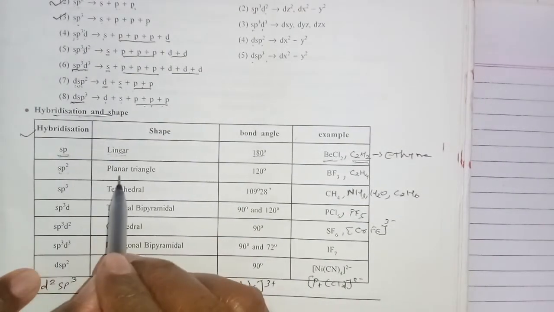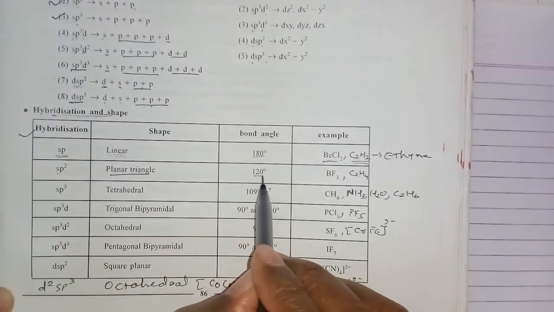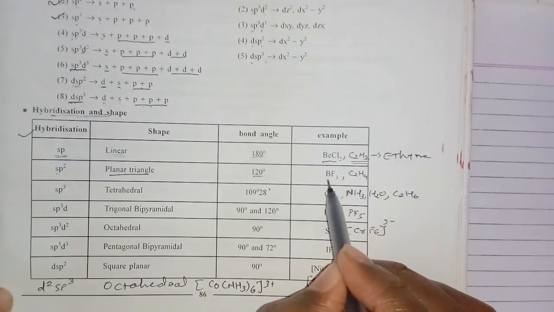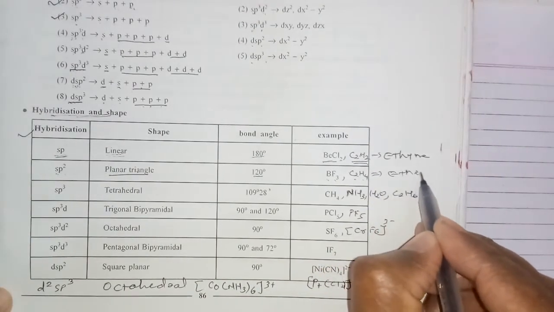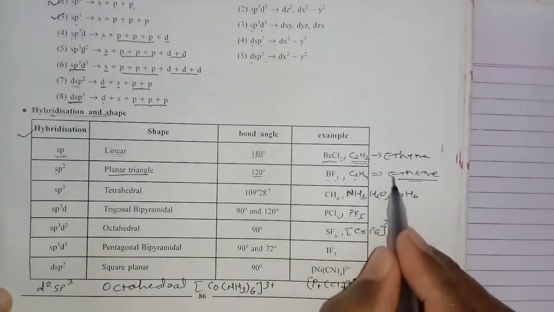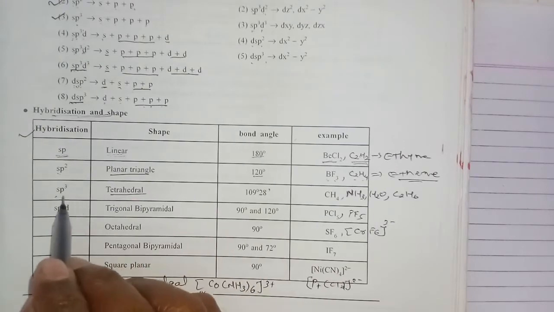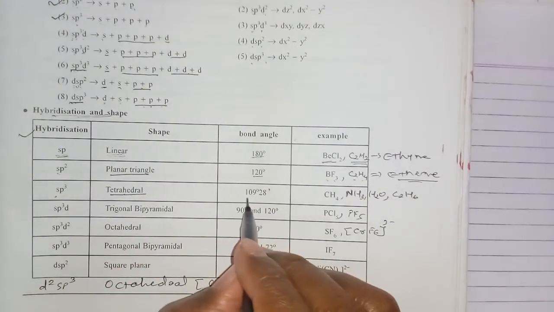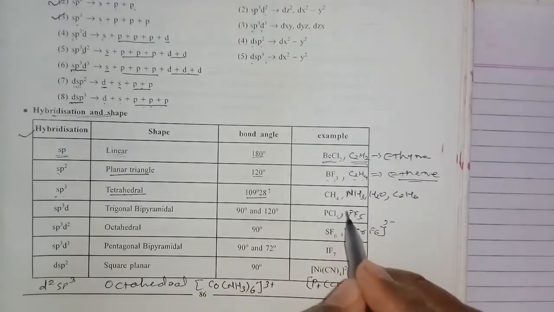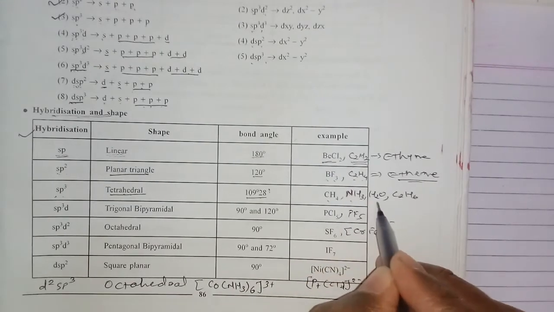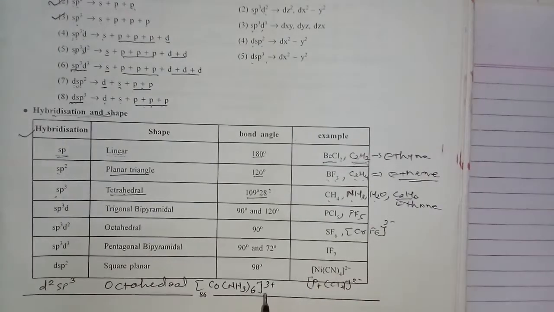sp2 hybridization: its shape is trigonal planar and the bond angle is 120 degrees. For example, boron trifluoride and C2H4, ethene. The examples are very important. sp3 hybridization: the shape of the molecule is tetrahedral and the bond angle is 109 degrees 28 minutes. For example, methane, ammonia, water molecule, or C2H6, the ethane molecule.